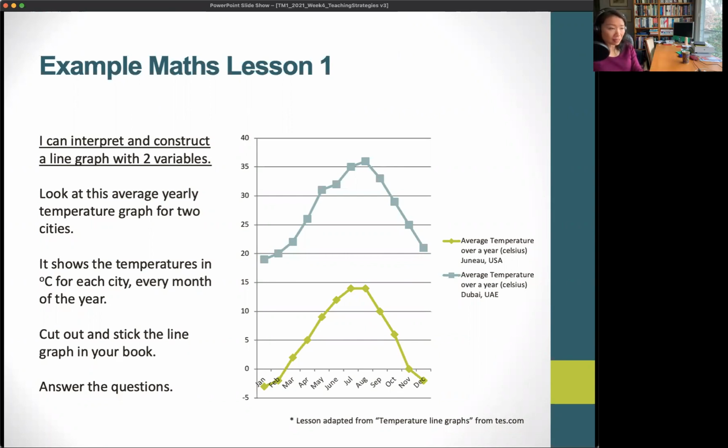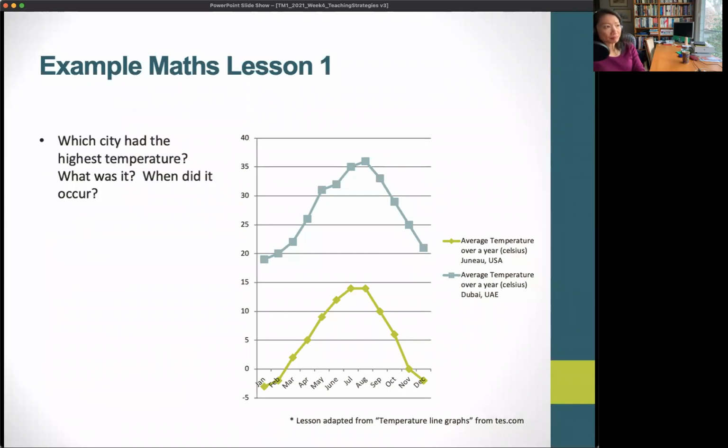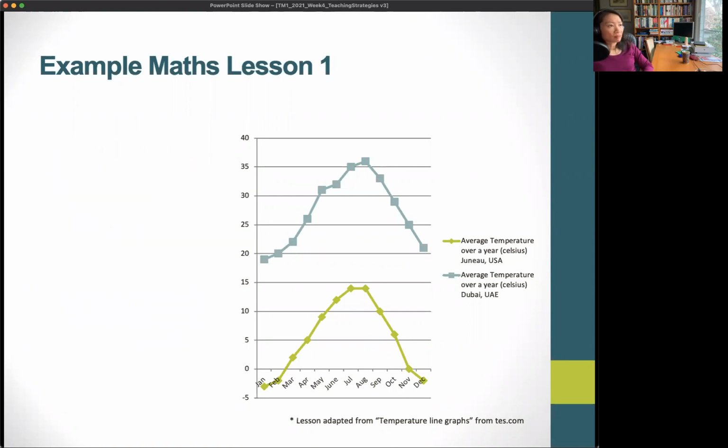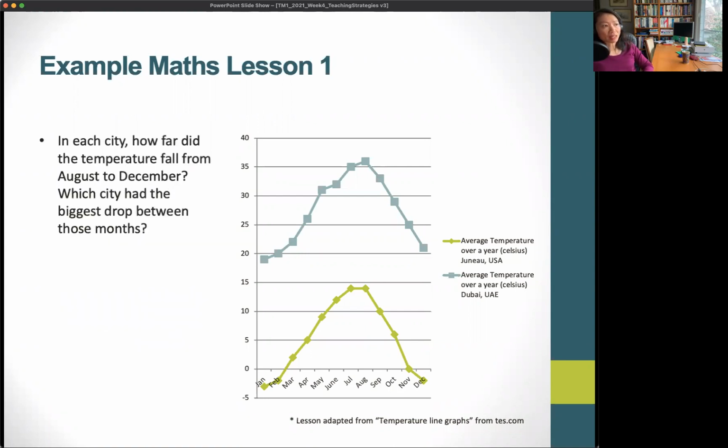So I'll put it to you that somewhere in your schooling, potentially, you've come across a lesson a bit like this, and the questions that you might be asked might look a bit like this. Who had the highest temperature? When did it happen? Lowest temperature? When did that happen? And when was it zero? You might get questions like, what's the difference between two temperatures?